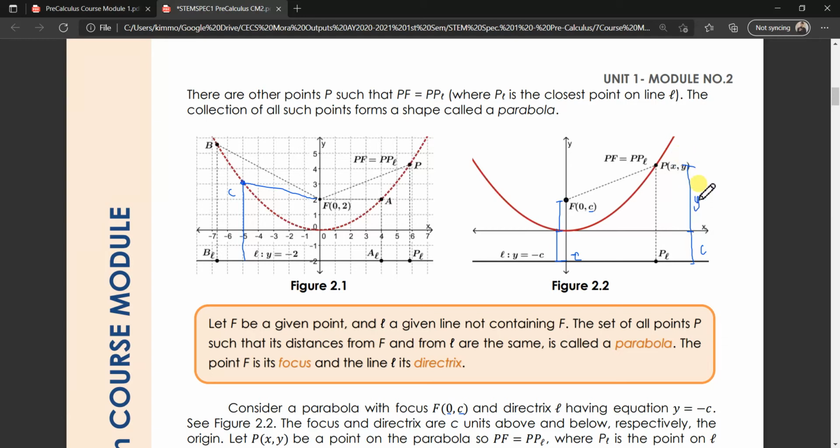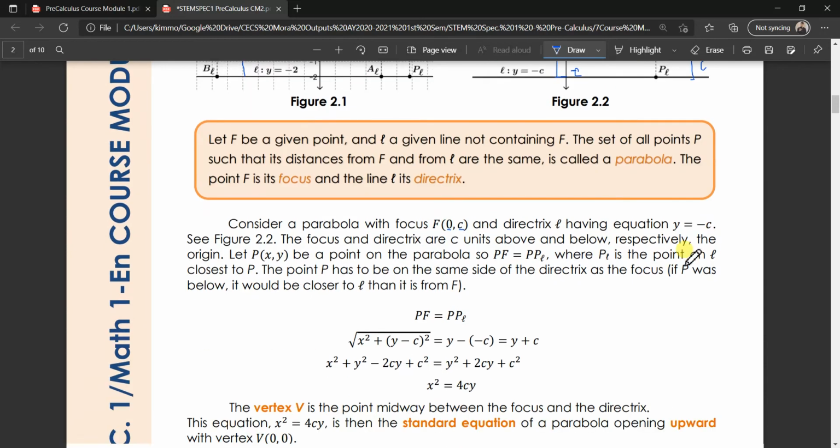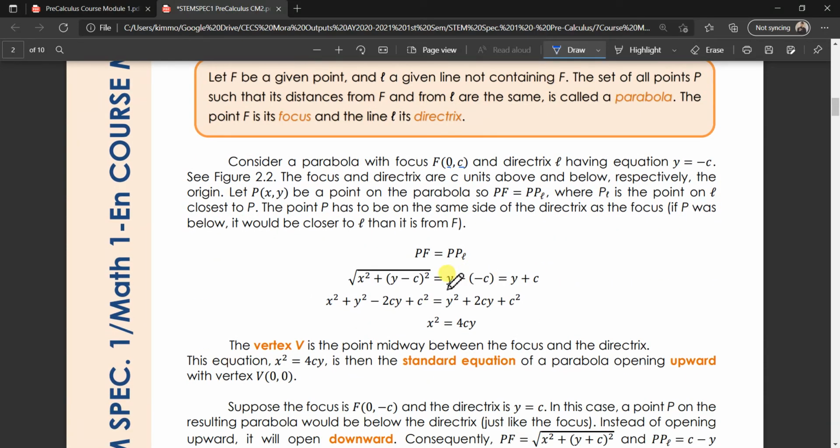Then going up to this point is y. So the total distance, we just add them. So that is y plus c. Okay? So we have y minus negative c, or we have y plus c. So they are equated. By the way, what I am doing here is deriving the standard equation of the parabola.